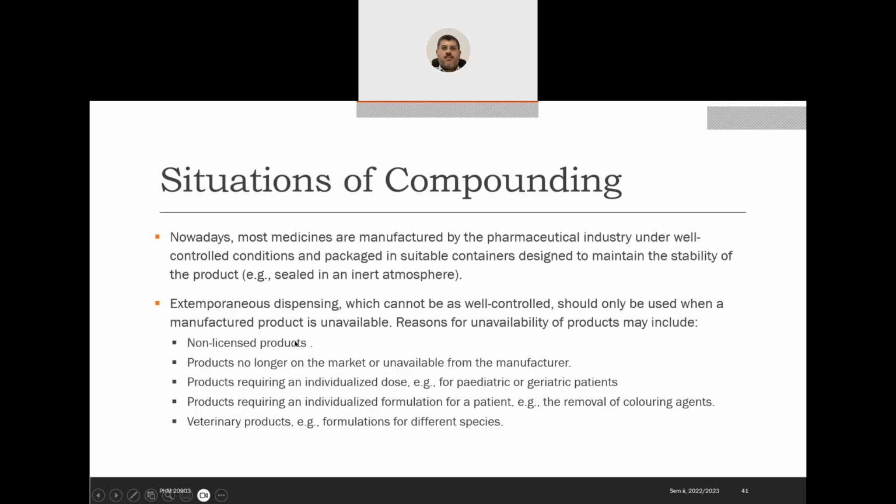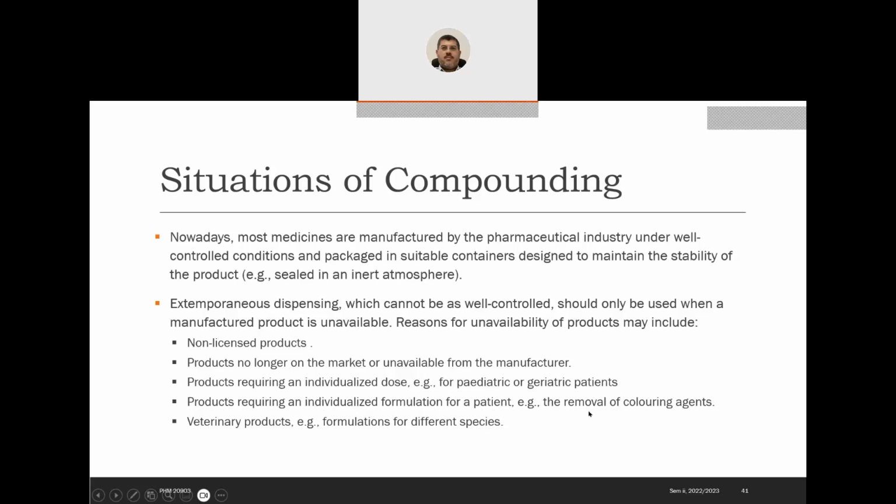Sometimes there is no licensed product for this active ingredient in this dosage form. Sometimes there is a shortage of medications, or products are no longer on the market or unavailable from the manufacturer. So in case of drug shortage, then we can compound them. Sometimes we need an individualized dose, for example for a pediatric or geriatric patient, and the medication is not available in such doses in the market, I mean in this strength. And then also we may need some individualized formulation for the patient.